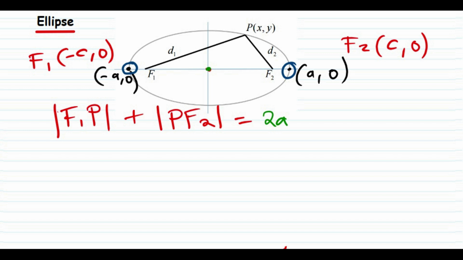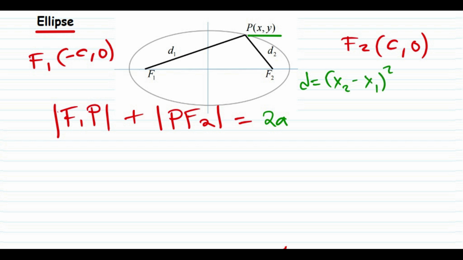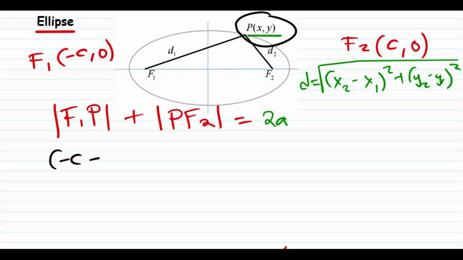Now that we've understood that, we can use the formula for measuring distance. Let me remove this part and that part. Using this formula we can derive the equation, which is useful whenever we're studying an ellipse. So for F1 to P, the distance formula is very known to us: the square root of x2 minus x1 squared plus y2 minus y1 squared. For F1 we've got negative c as our x, so negative c minus x, squared, plus, for our y, 0 minus y, which is as good as y squared.